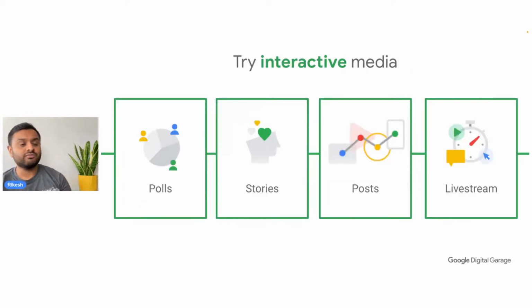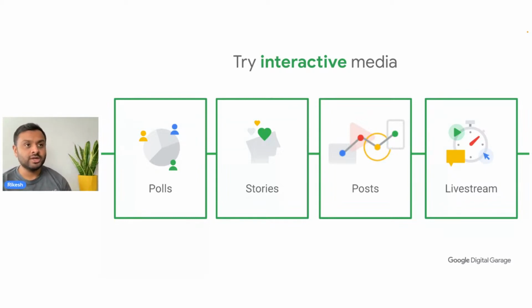And another way of looking to encourage people to get involved with content, and involved in what we've got to say, is interactive media. You can see things such as polls and stories and posts and live streams. These are all tools which over time have come into various social media platforms, and we can use these to our advantage as well.